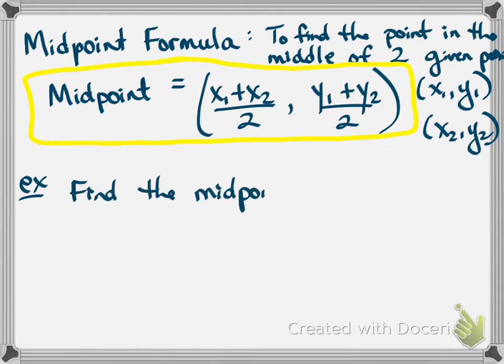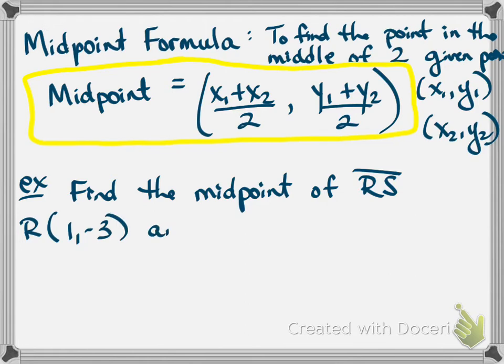I think this will come back to you from algebra last year. If r is (1, -3) and s is (4, 2), we want to find the midpoint of this segment. We've got this handy-dandy midpoint formula. All we have to do is plug into it.